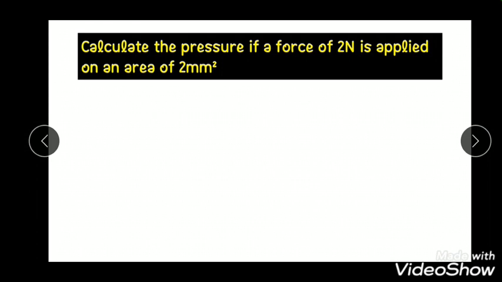Now the second problem. Calculate the pressure if a force of 2 Newton is applied on an area of 2 millimeter square. What is the difference between the first problem and second problem? In the second problem, area is in millimeter square, very less, but force is the same. In both cases the force is 2 Newton. So when we calculate pressure, we can check what will happen.